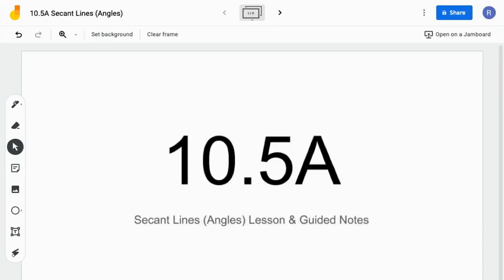So the first thing that we're going to take a look at is this idea of secant lines, specifically with angles. And I cannot stress enough to you to remember to make sure that you're taking down notes. There's going to be some important vocabulary in this lesson, some equations, some diagrams, and then of course several examples. So make sure that you are getting those down either in your notebook or in the guided notes student sheet that is posted there in Canvas for you.